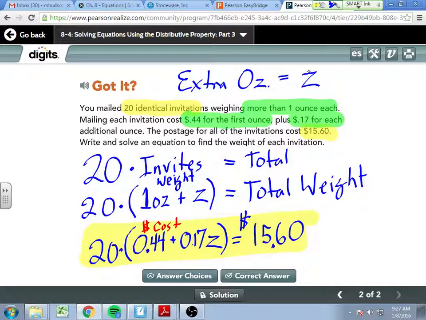I don't know what the total weight is. If I did, I could figure out the Z without dealing with the cost. But I don't know the total weight. I know the total cost. So this is where you look at this expression or this equation in the middle dealt with weight. But we don't know the total weight. And since we don't, I can't solve that equation. I move on to cost because I do know the cost. Does that make sense? Other questions?